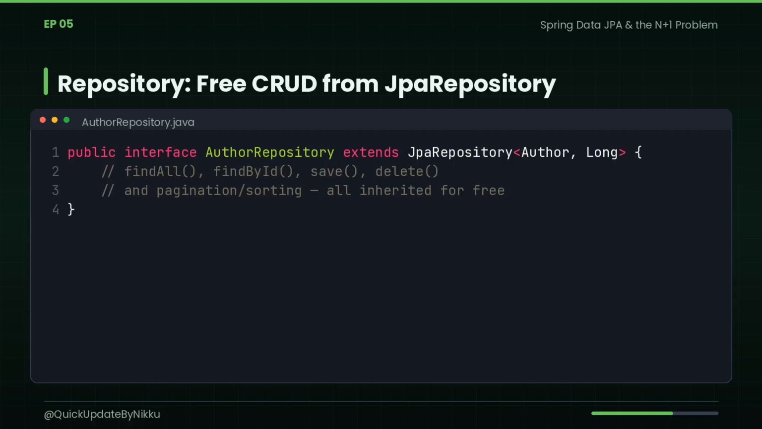The repository is intentionally minimal. By extending JpaRepository, we inherit a full suite of CRUD and query methods without writing a single line of SQL. This simplicity is one of Spring Data's greatest strengths, and it is also what makes N+1 so easy to introduce without noticing.